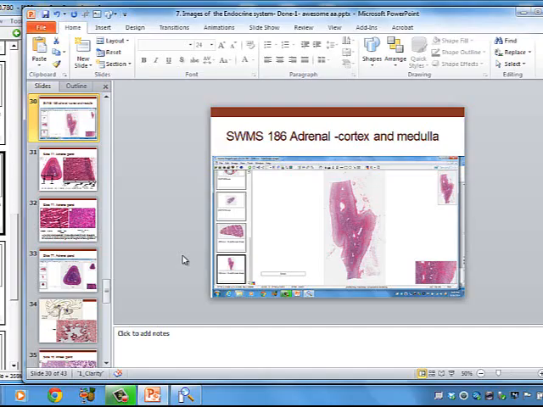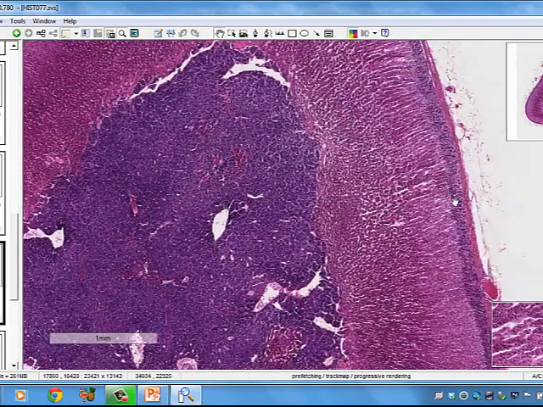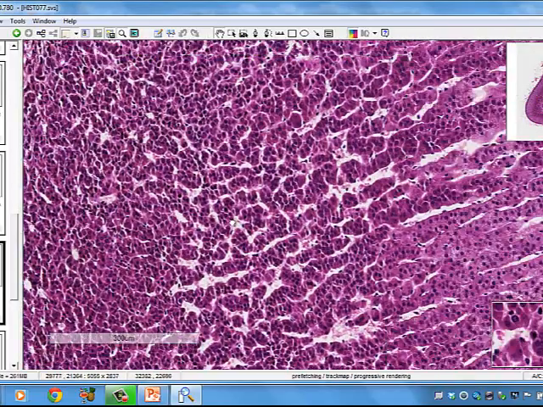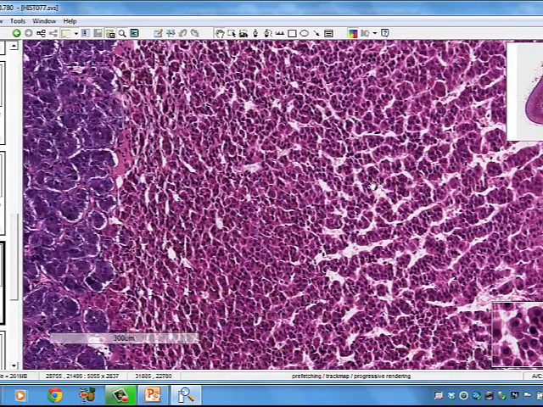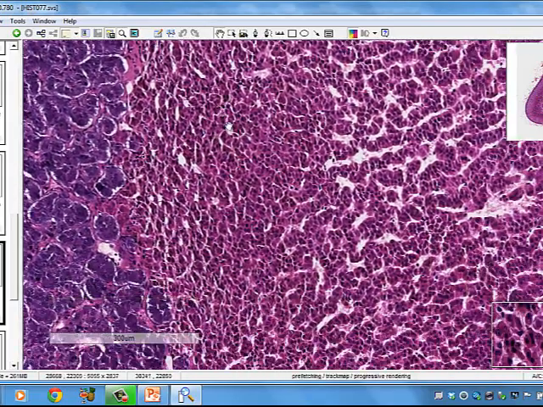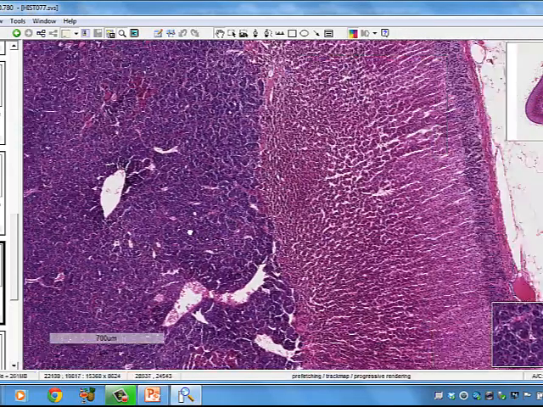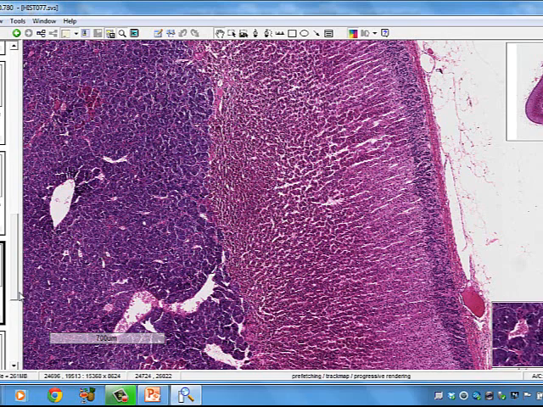So if we take a look at this specimen, we can see the capsule around it. We can see the glomerulosa in through there, the fasciculata and the reticularis, and then finally you get the medulla. And so different hormones are produced by different locations in through there as well.